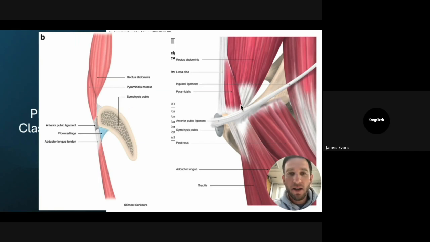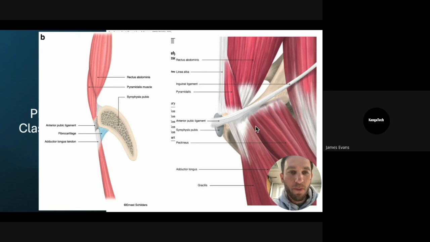And then looking here at the front, you can see anterior pubic ligament coming across, pyramidalis coming down, and then here you have the adductor longus and the pectineus, and this is where you sometimes get the tear here. When it talks about the pectineus involvement, it kind of strips across here, and it might be the pectineus is tearing away alongside the adductor longus here.